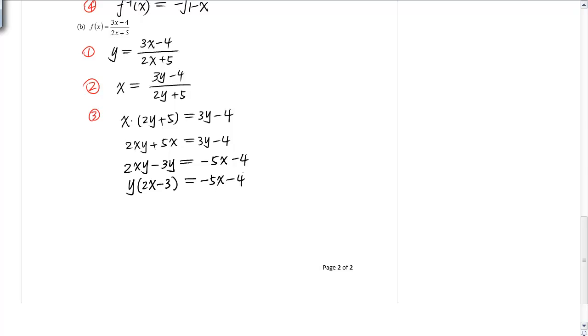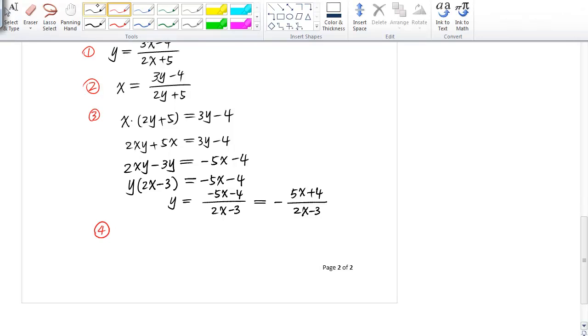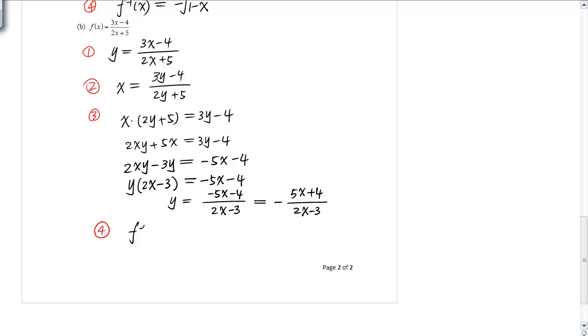Divide both sides by 2x minus 3. You have y equals negative 5x minus 4 divided by 2x minus 3. Or you can pull the negative sign to the front, and you will be left with negative (5x plus 4) over 2x minus 3. And the very last step, again, just change y into f inverse.